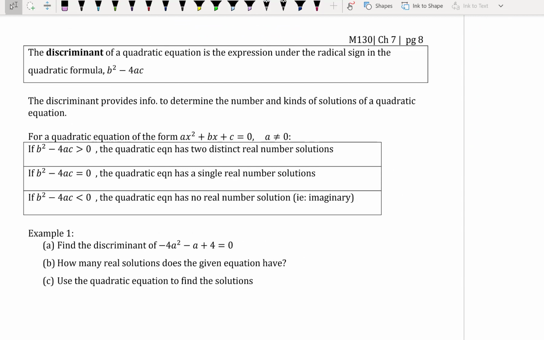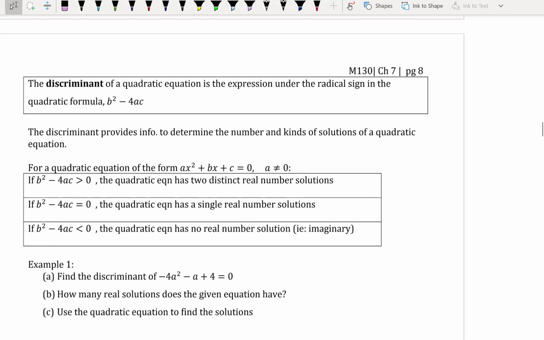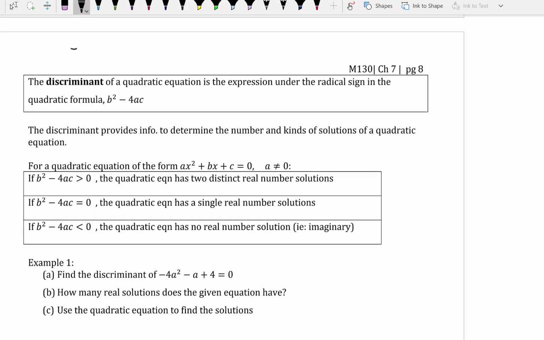Now, since we talked about the quadratic equation, we can talk about the discriminant. Remember, the entire quadratic formula has negative b plus or minus the square root of b squared minus 4ac, all over 2a. Well, the discriminant is just the stuff underneath the square root. That's the only thing we're thinking about. So we're just focusing on what's inside the square root, because it's going to tell us about the answer. That's pretty cool.